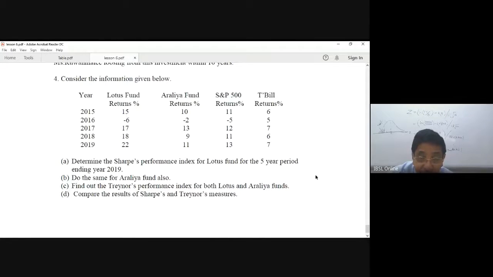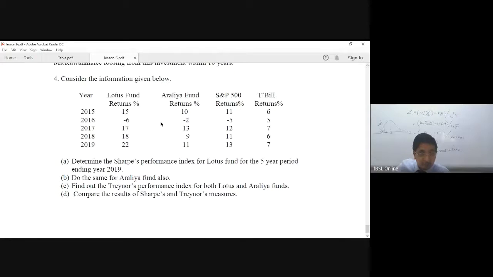Aralia is also the same, because for the Aralia fund also you can calculate the mean value, and through the mean value you are in a position to calculate the standard deviation of returns. But when you go into the Treynor performance measure, what is missing here? The beta is not given. So what we can do is, by applying the capital asset pricing model, you are in a position to calculate beta.